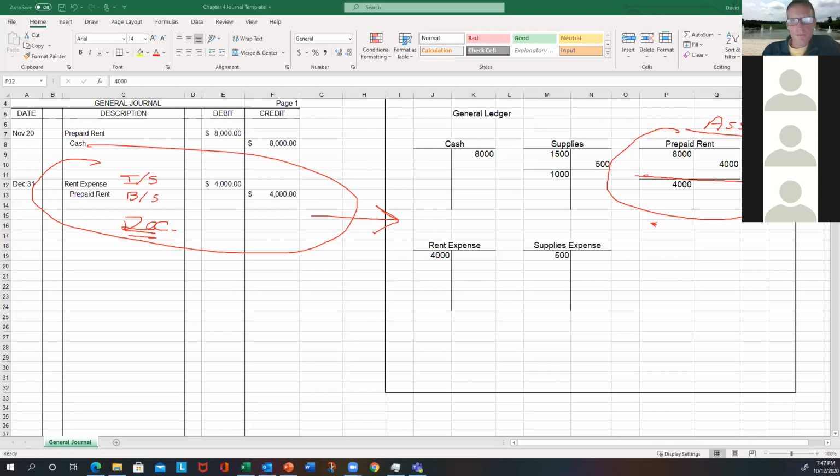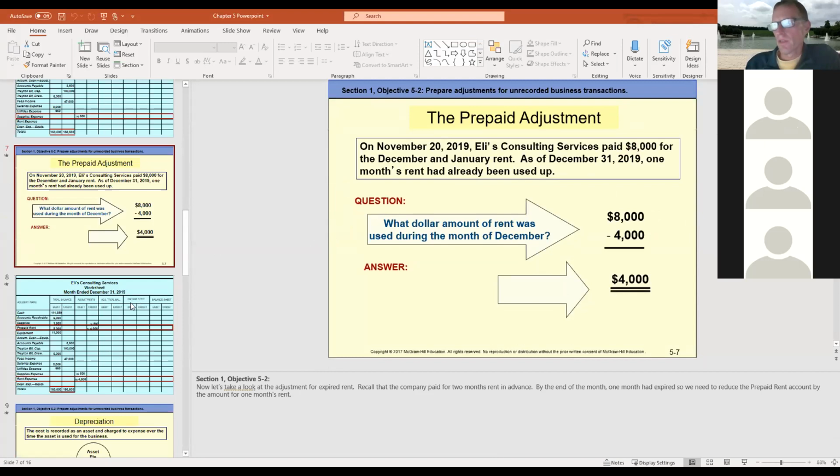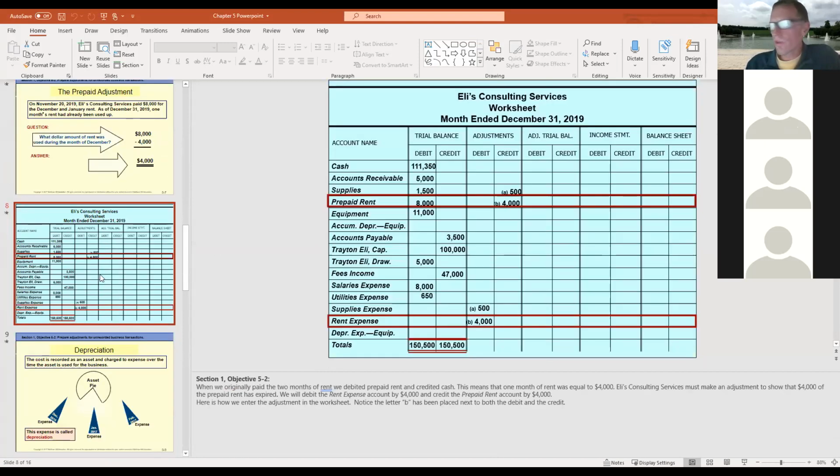So let me go back to, let me find my PowerPoint. All right. So on this particular problem, that was the prepaid adjustment. So then when you would get to the worksheet, this is how they would want you to put this into the worksheet. Notice in the adjustment column, there's that credit of $4,000 of prepaid rent. And then of course, you've got rent expense right here. There's the debit of 4, there's the credit 4. So again, this is where they'd want you to enter that into the worksheet.